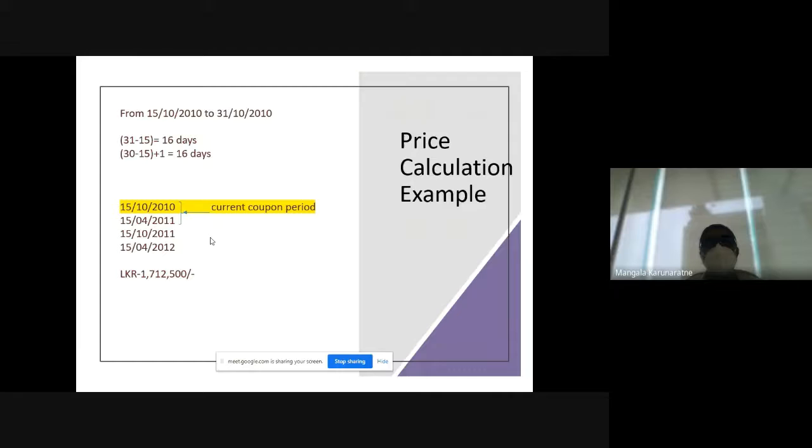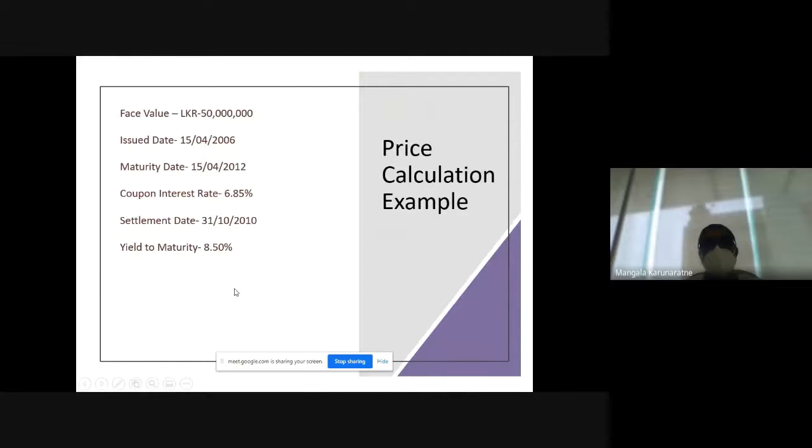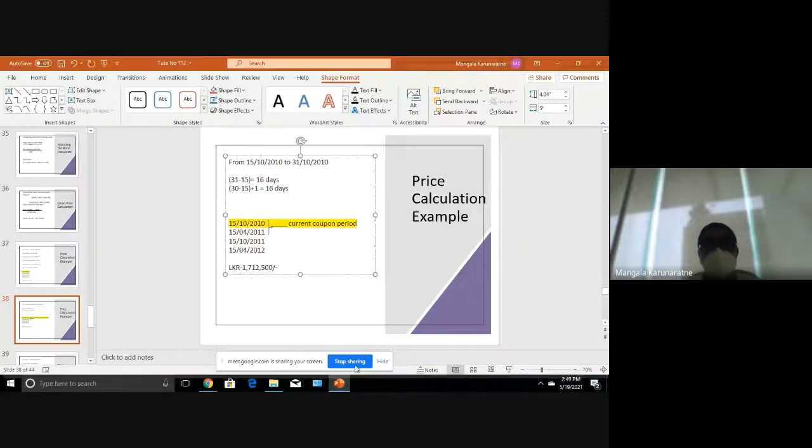Has anyone got the answer? How do you calculate this? It's easy, no? Now, from October to April you get 6 months. October, then you get November, and you get December, January, February, March, and April. Right?